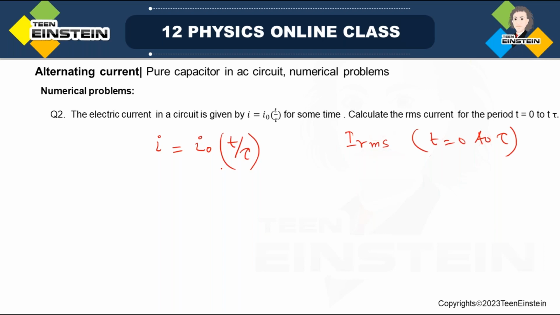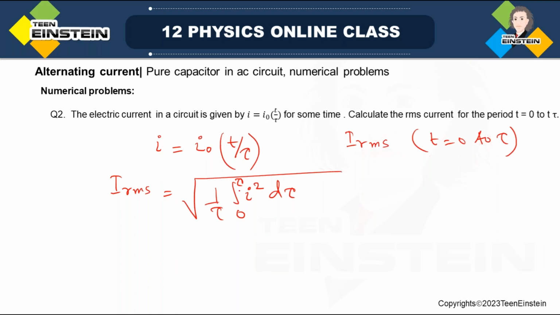So you know what we have to do for this? We have to actually do this. The IRMS is equal to, first of all we have to square the quantity, then we have to take the mean over the full cycle, 1 over tau dt, with limits 0 to tau. So this is what we have to actually do.